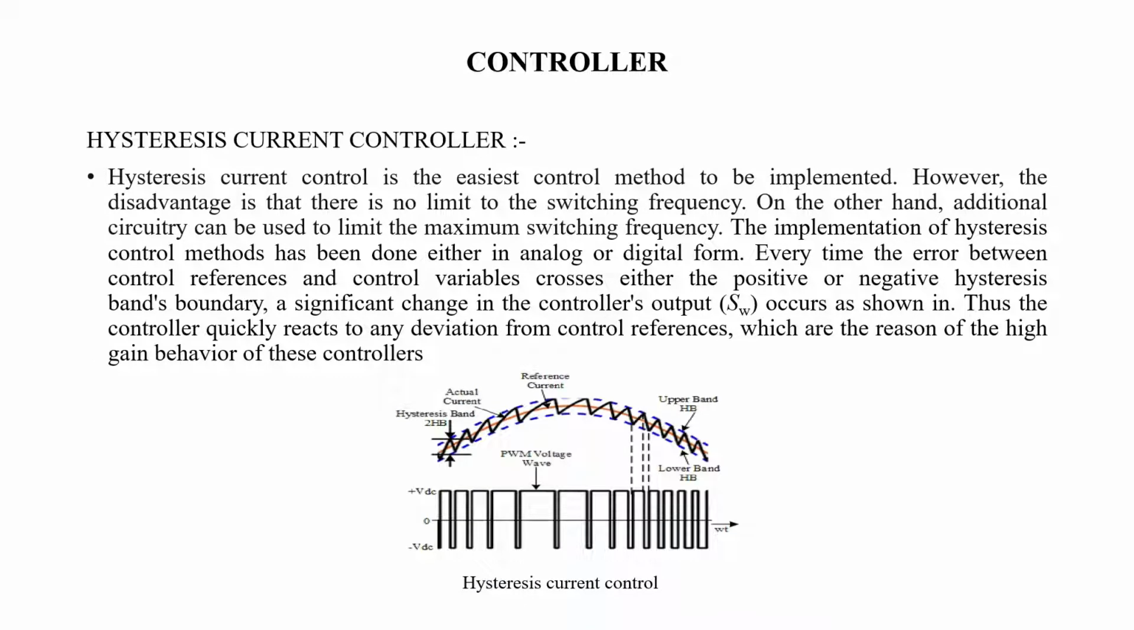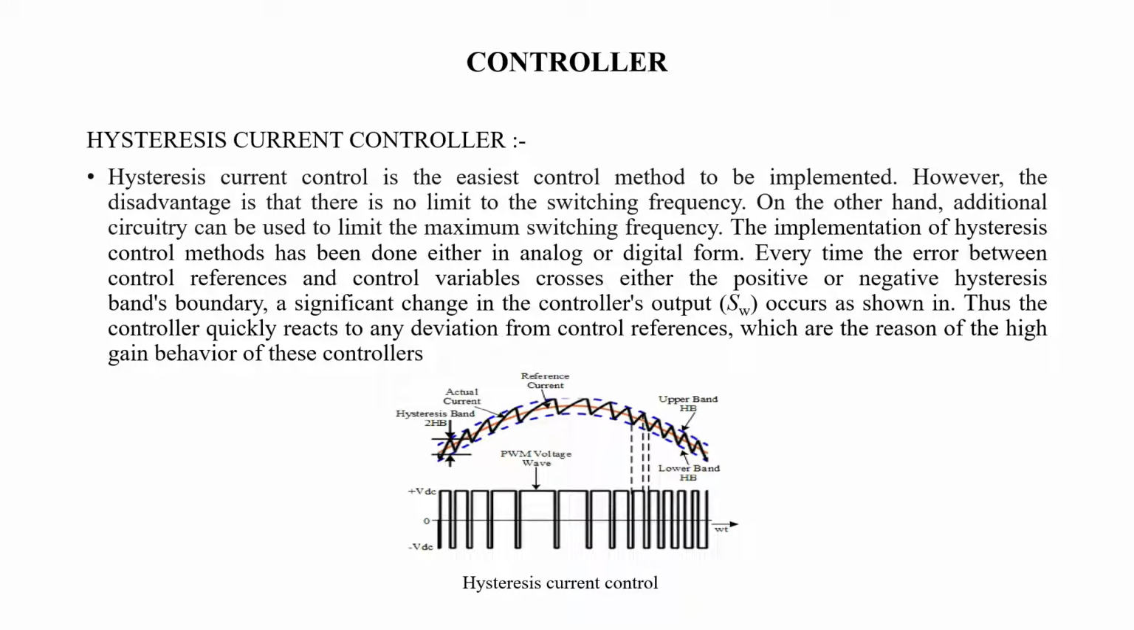Next, the controllers. Fundamentally, there are 3 types of controllers for controlling SRM motor. They are voltage control, current control, and torque control. The controller used in this project is the Hysteresis Current Controller, which is the easiest control method to be implemented. But the only disadvantage is there is no limit for switching frequency. But an additional circuitry method can be used to limit the maximum switching frequency. In the Hysteresis Current Controller, there are 2 bands, lower and upper band, which can be defined by the additional circuitry which I mentioned before.